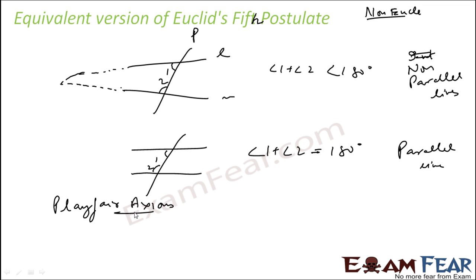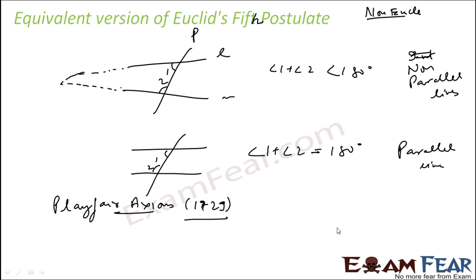It was given by the Scottish mathematician John Playfair in 1729. If you see, Euclid's fifth postulate was given in 300 BC, and this is in 1729, almost 2000 years after Euclid gave the fifth postulate. It is also similar to the fifth postulate.